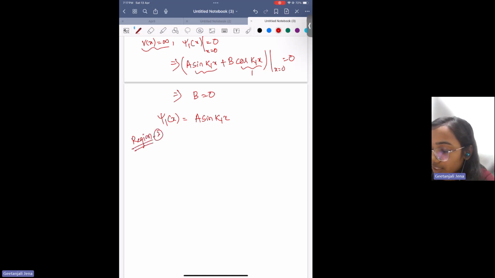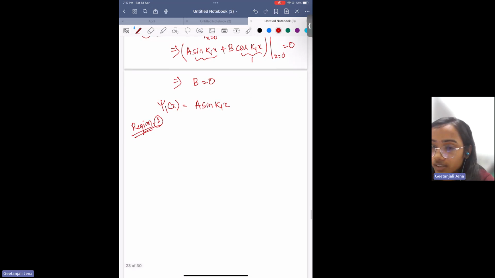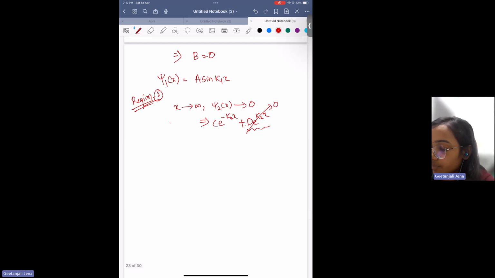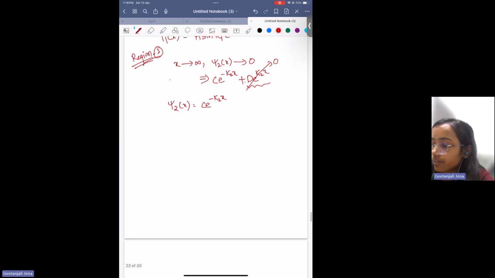for the particle, given that the particle is confined, that means the exponentially growing factor in region 2 should be 0, right? So what I mean to say is when x tends to infinity, psi 2(x) should go to 0. So let us see what psi 2 is. Psi 2 is C e to the power minus k2x plus D e to the power k2x. So when x tends to infinity, this will be the exponentially growing factor. So that means this term would be 0, so that for the particle, we can have a physically acceptable solution. So psi 2(x) is C e to the power minus k2x.